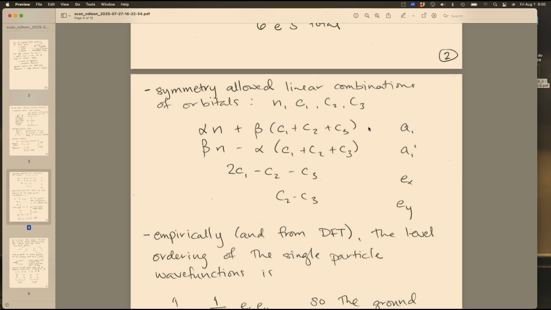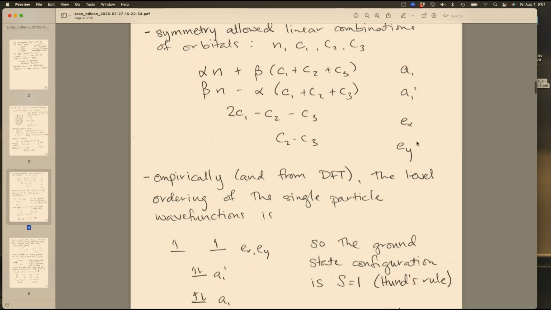So what we're going to write down are the symmetry allowed linear combinations of various orbitals. What you would actually want to do is DFT to figure out what these are, but from group theory, we can already make some pretty good guesses. A reasonable basis is the nitrogen lone pair and these 3 dangling bonds. And I can say this thing has C3V symmetry, so I'm going to write down all of the allowed combinations, and that gives me A1, A1 prime, EX, EY.